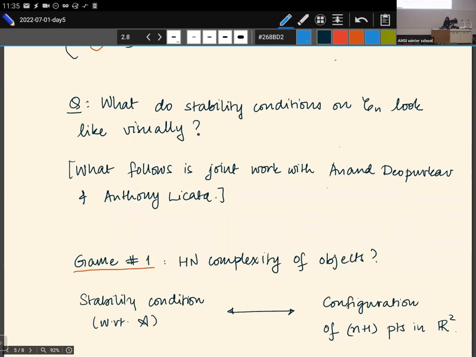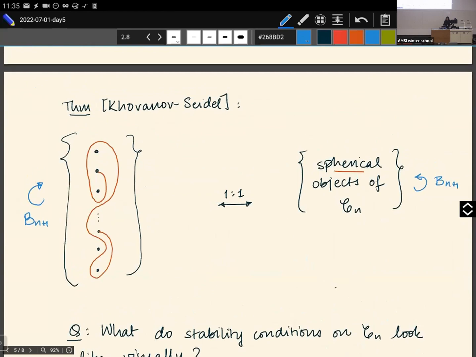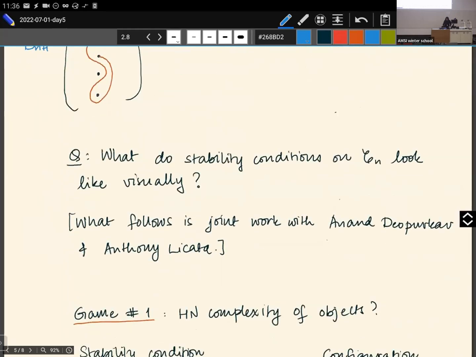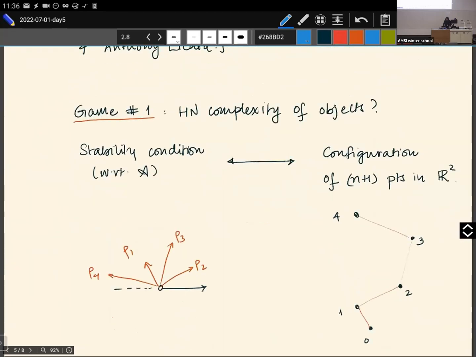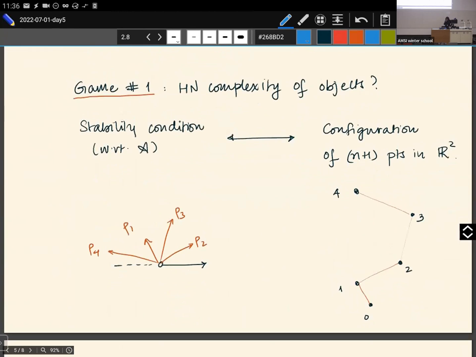And it turns out that a stability condition, and I've written in parentheses with respect to A, just for convenience, is going to be simply a configuration of n plus 1 points in R2. So initially, I had chosen to draw just points in a straight line, but now you can vary that around. And in fact, the choice of varying the points around is exactly a stability function or a stability condition. And that's actually really not that hard to see. So here's why that's true.